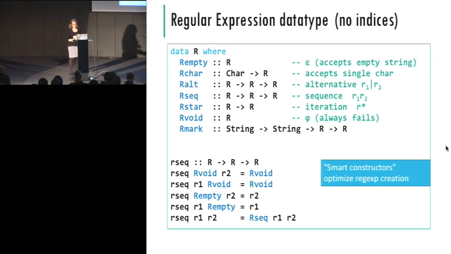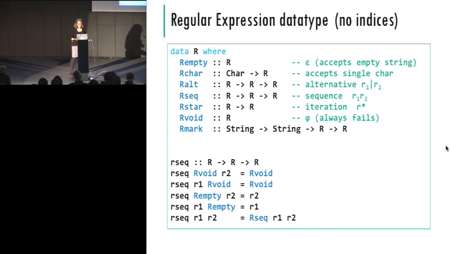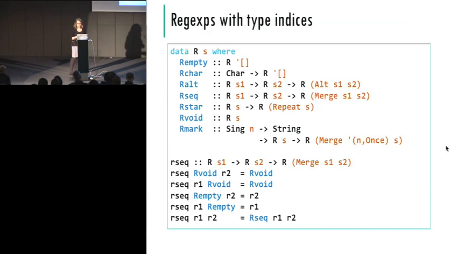Now, what happens when we add type indices? When we start keeping track of the capture groups in our regular expressions, the types of our constructors have all the same types that you saw before, the same types that we saw for the interface, just so they can calculate what the capture groups are. But now in our implementation, we have to make sure that our implementation function actually respects these indices, that they have that type. And so let's take a look at that.